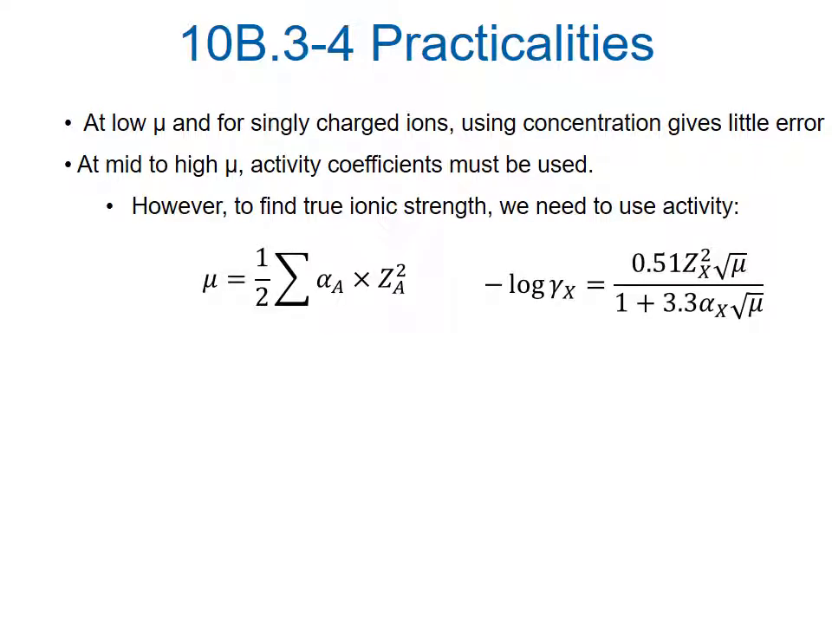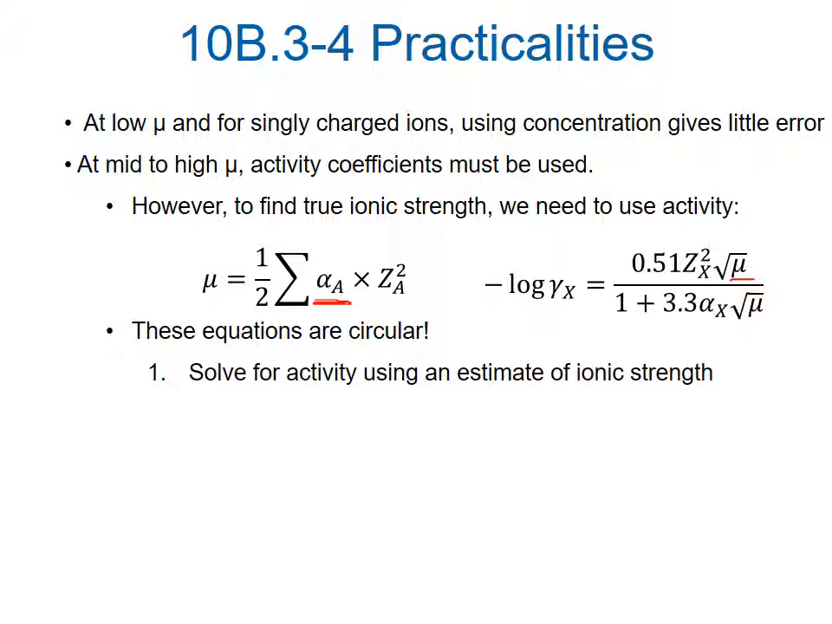There's a problem though, because when we try to find ionic strength, we really should be using activity as well. So our ionic strength equation really should look like this, where we use activity, and the activity is determined by activity coefficients as well as concentration. But in order for us to find the activity coefficients, we need to have the ionic strength. And so it's actually a circular set of equations. So how can we practically deal with this unsolvable system of equations?